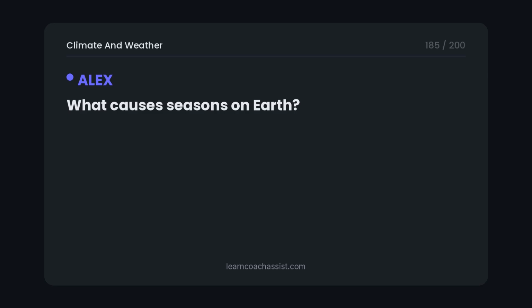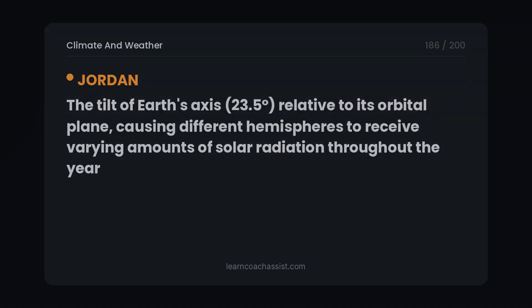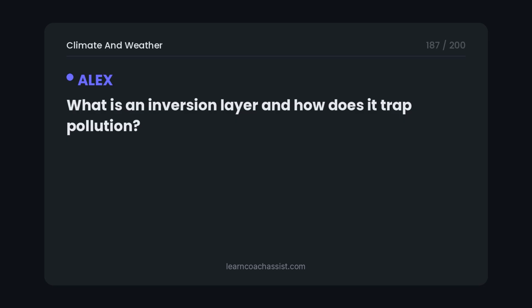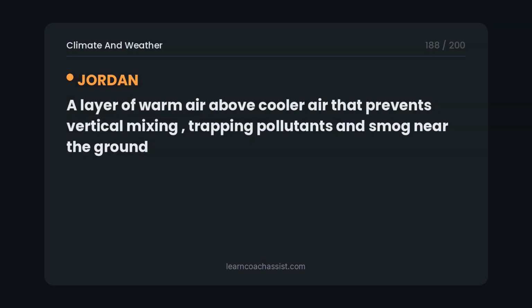What causes seasons on Earth? The tilt of Earth's axis, 23.5 degrees, relative to its orbital plane, causing different hemispheres to receive varying amounts of solar radiation throughout the year. What is an inversion layer and how does it trap pollution? A layer of warm air above cooler air that prevents vertical mixing, trapping pollutants and smog near the ground.